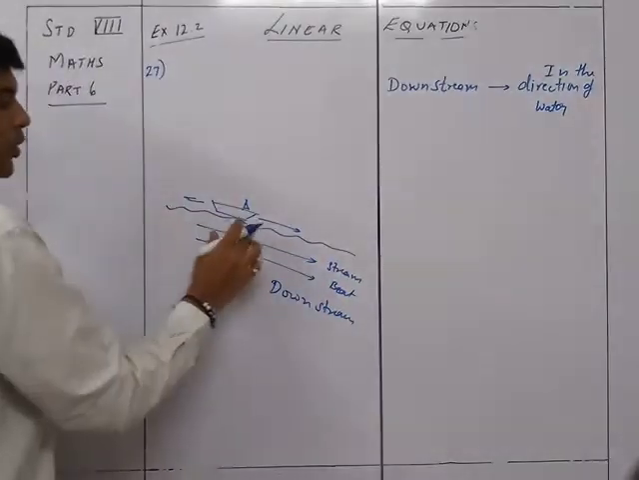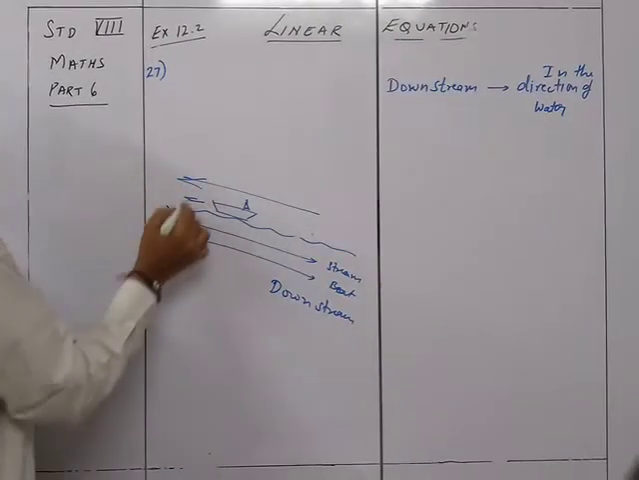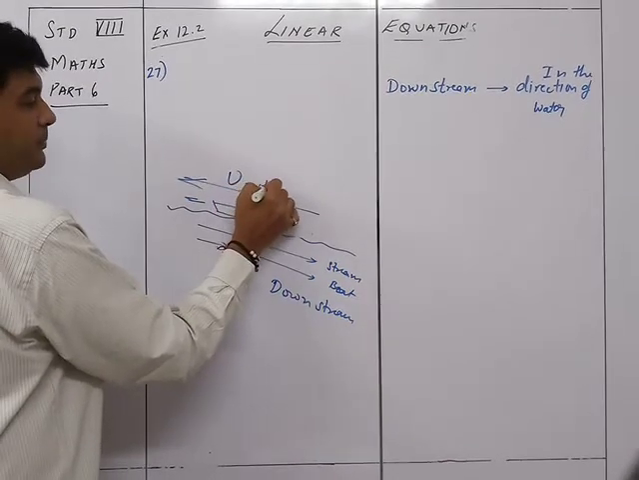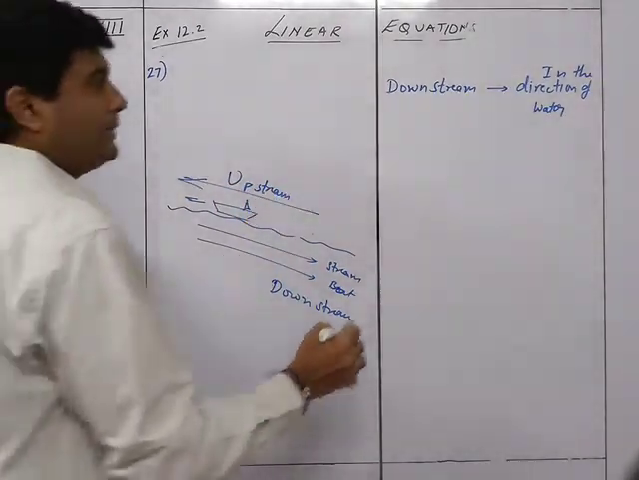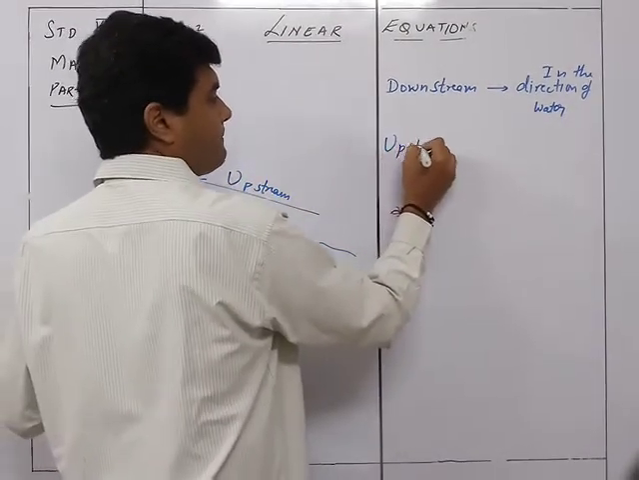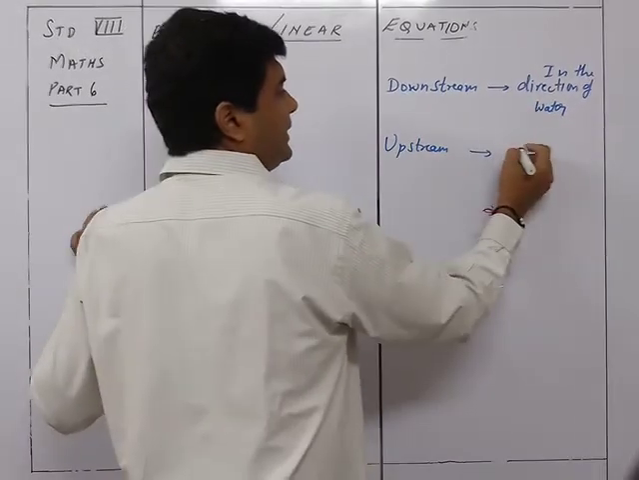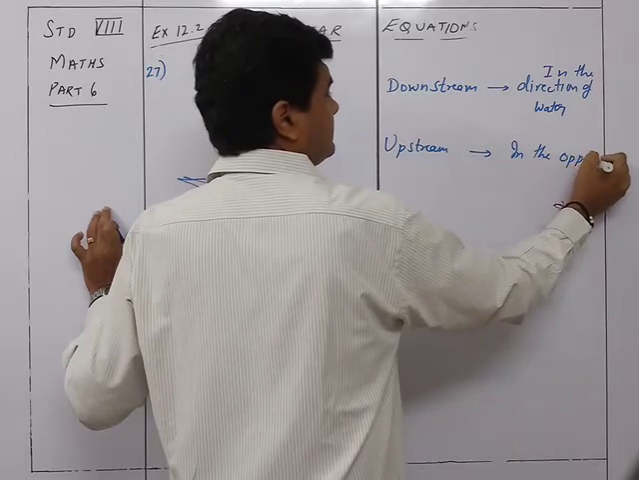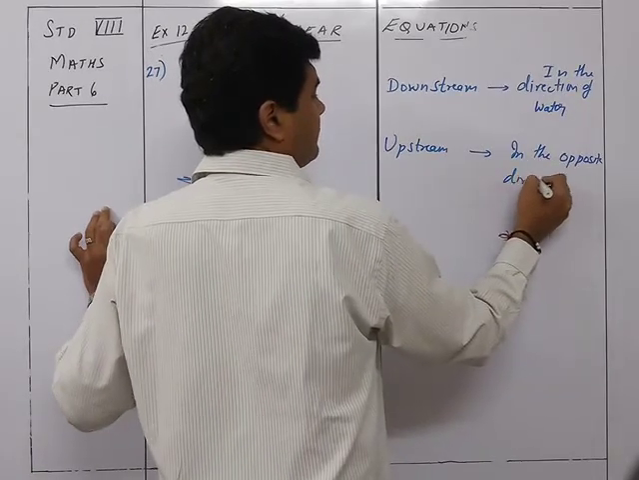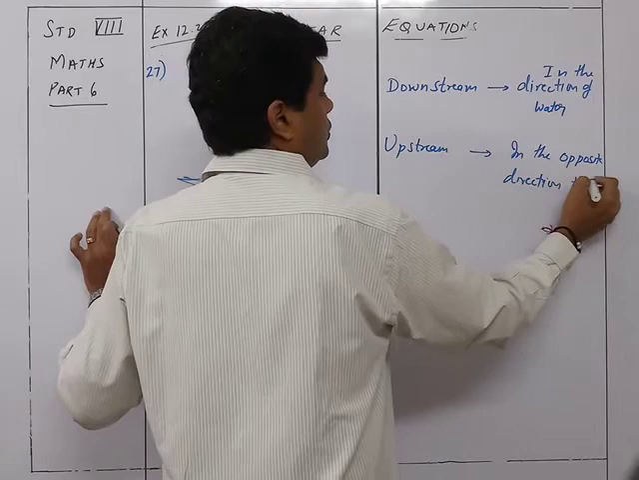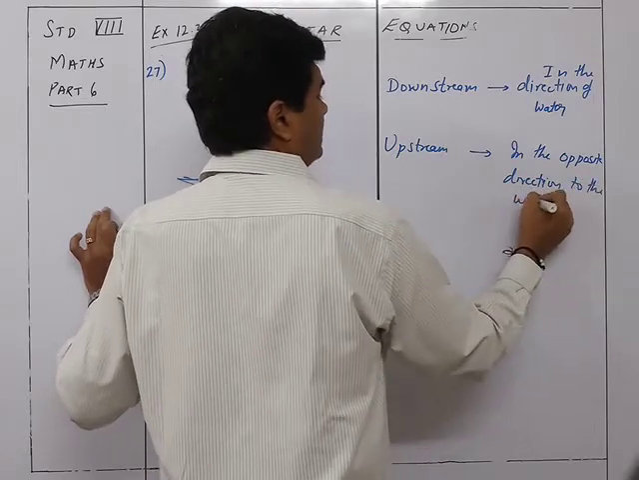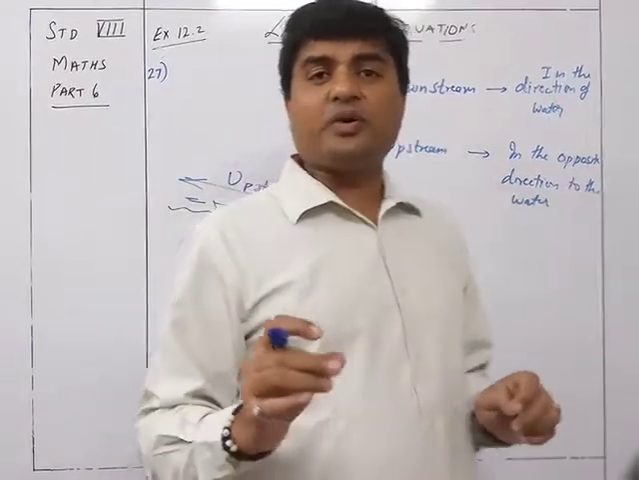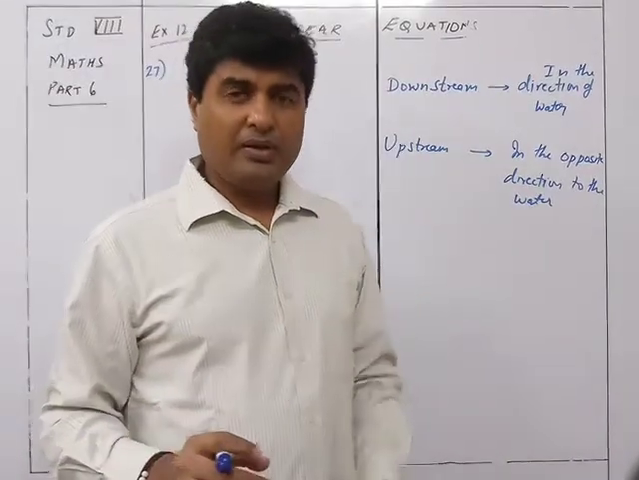But if a boat is traveling in this direction, that means against the stream, it is called upstream. So upstream is when it is in the opposite direction to the water. If the direction of the boat is opposite to the direction of the water, then it is called upstream.